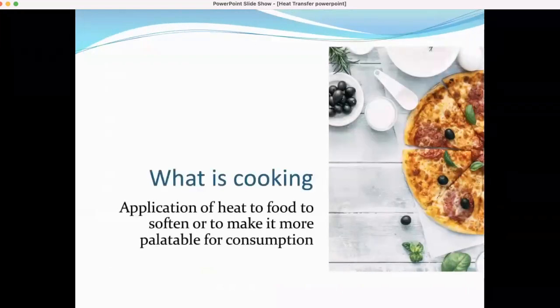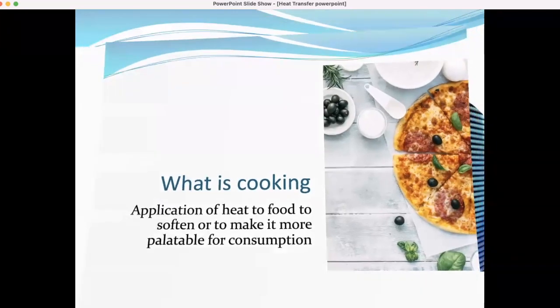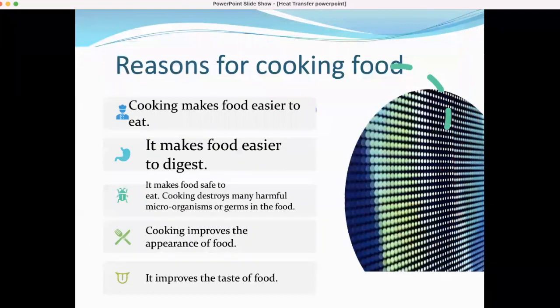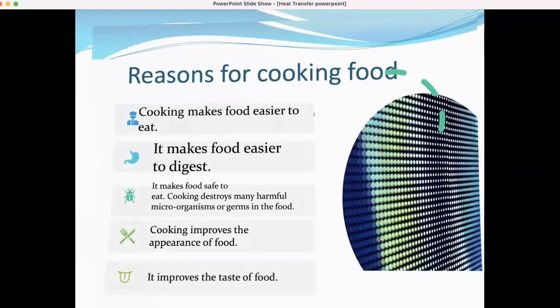But what is cooking though? Cooking is the application of heat to food that softens it or makes it more palatable for our consumption. And we have various reasons for cooking food. Cooking makes food easy to digest. Cooking makes food easy to eat. It makes food safe to eat. Cooking destroys many bacteria, microorganisms, or germs in the food. Cooking improves the appearance of food. And of course, it improves the taste that we all love.